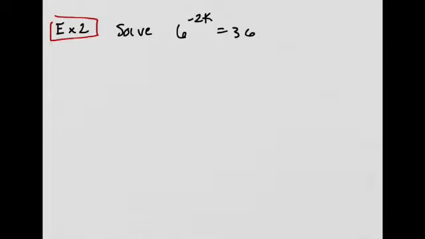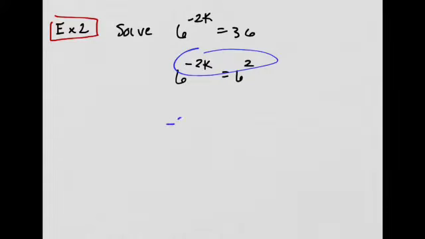So again, I'm going to try and match bases. 6 to the negative 2k, 6 to the... well, I can't do that, but I know that 36 is 6 to the second, right? 6 squared. Okay, so that's great. And then, if the bases are equal, then I know that the exponents are equal.